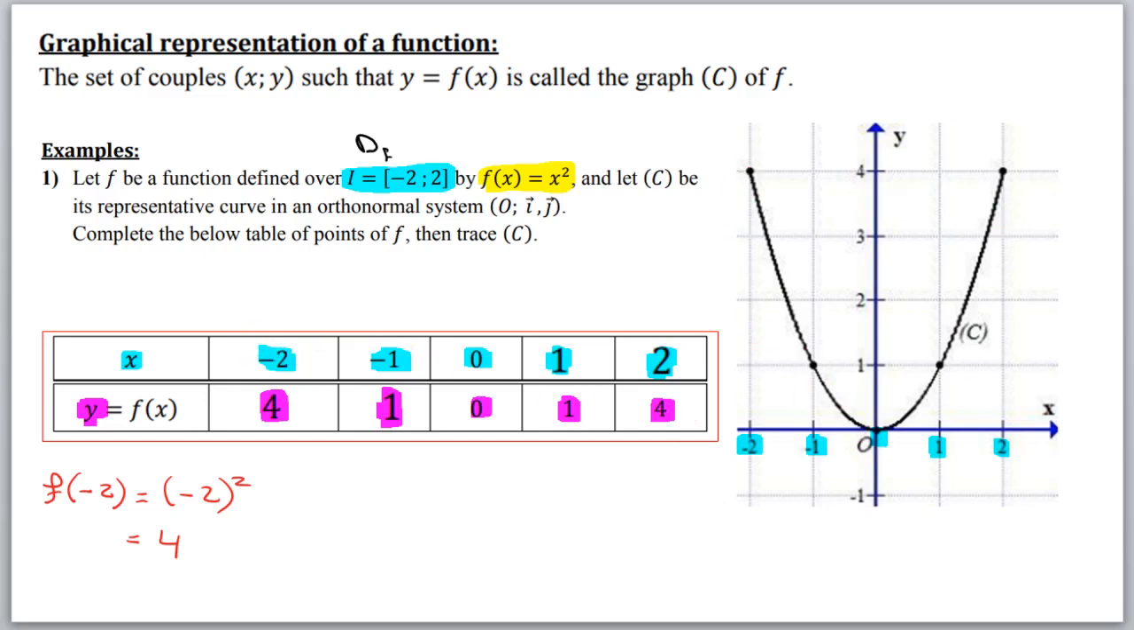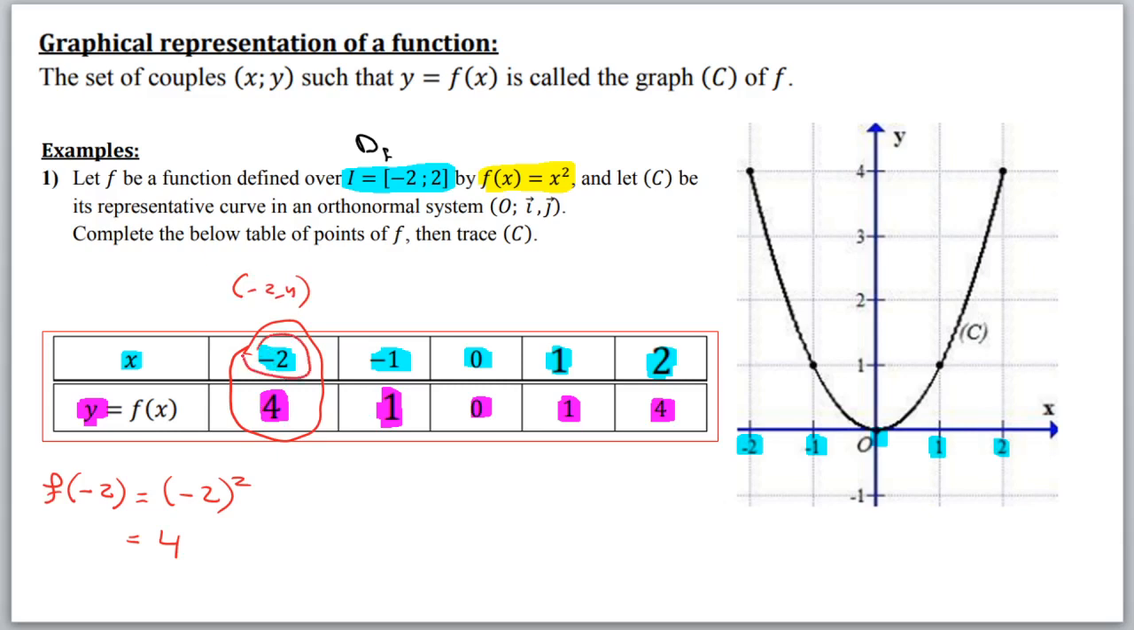Now the first point I will take is this one. This is how I draw a graph: I take x, then find the image of each number I took by f, and then I plot. The first point is minus 2, 4.